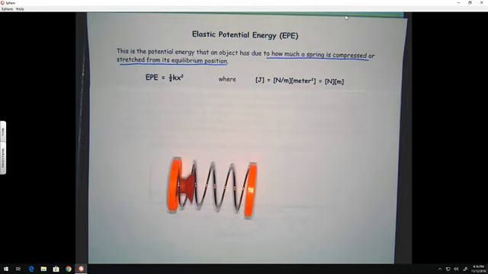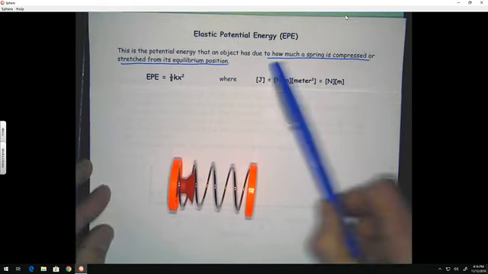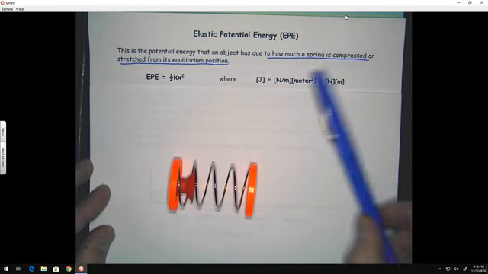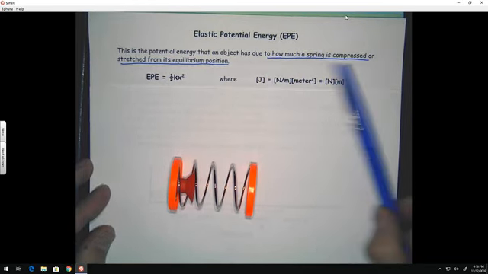from its equilibrium position. Guys, if you're looking at your notes, there's actually a typo on the sheet there. And so you want to change that to what's written here.